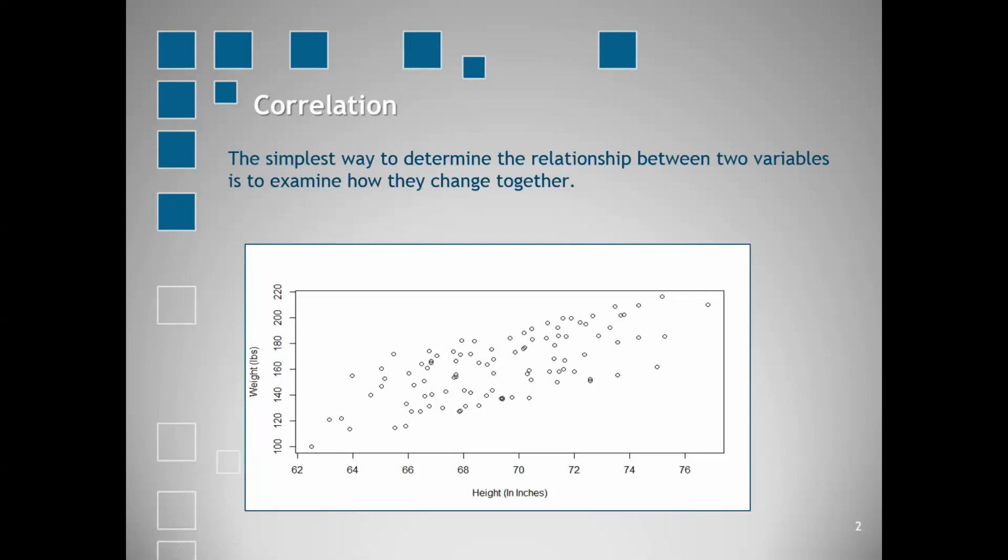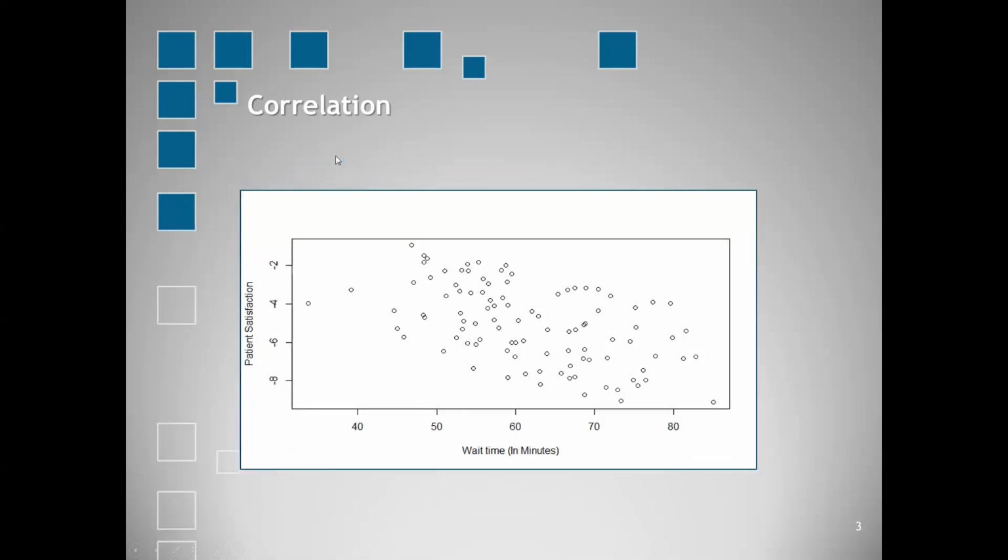We can obtain a crude measure of the linear relationship between two variables by inspecting the scatter plot. In the first scatter plot, we see the relationship between height and weight. The plot demonstrates that those who are generally taller tend to weigh more. In this second plot, we see the relationship between wait time and patient satisfaction. Here we see that as wait time increases, patient satisfaction tends to decrease.